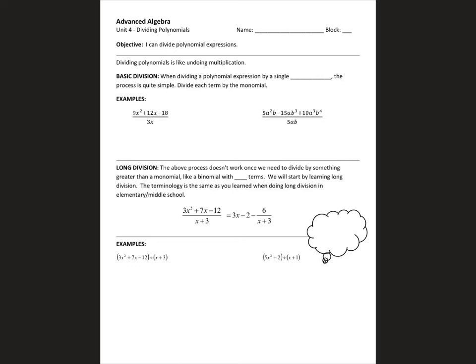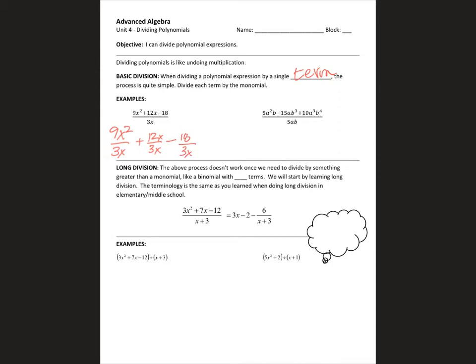First thing we're going to do is divide by just one term or a single term, okay? The process is quite simple. Divide each term by the monomial, okay? So real quick, this is something you guys have been doing a long time. So I'm going to divide each one of the terms in the top by the term in the bottom. So I have 9x squared divided by 3x plus 12x divided by 3x, and divide 18 by 3x.